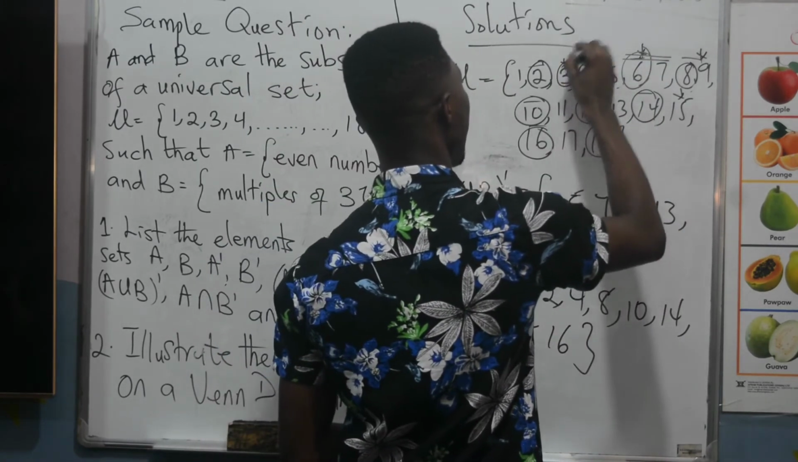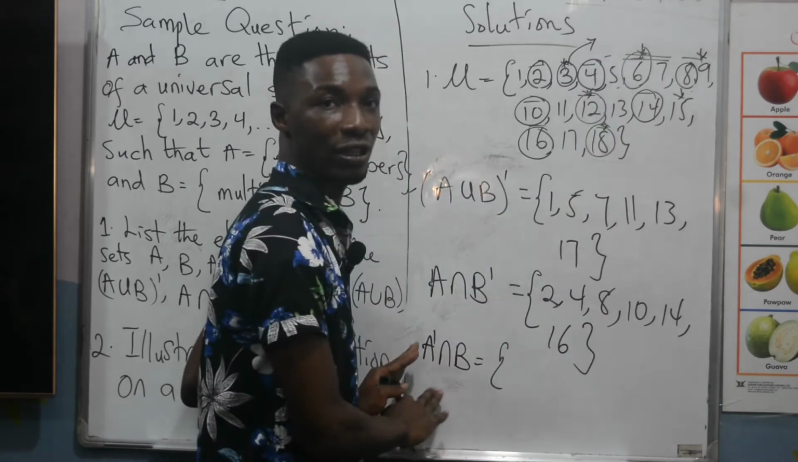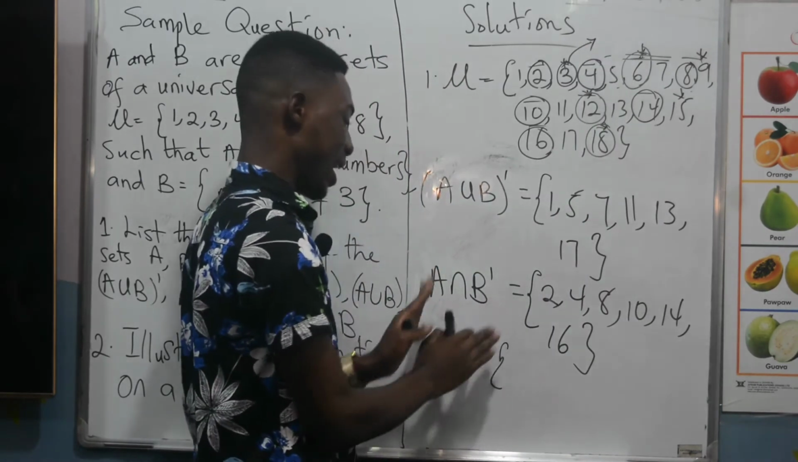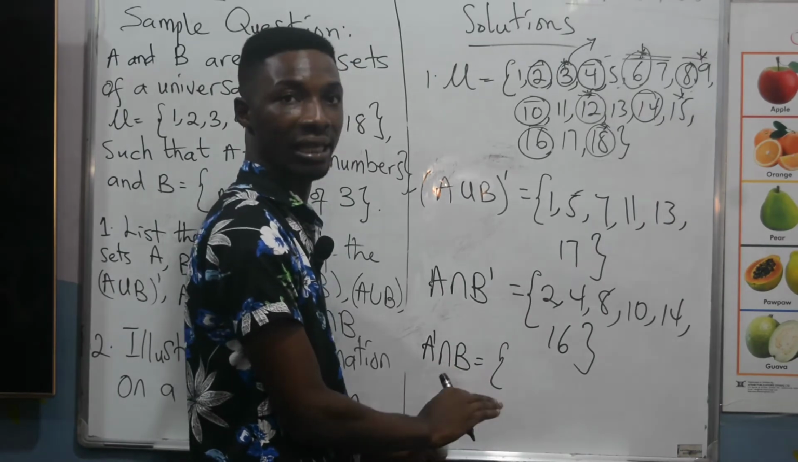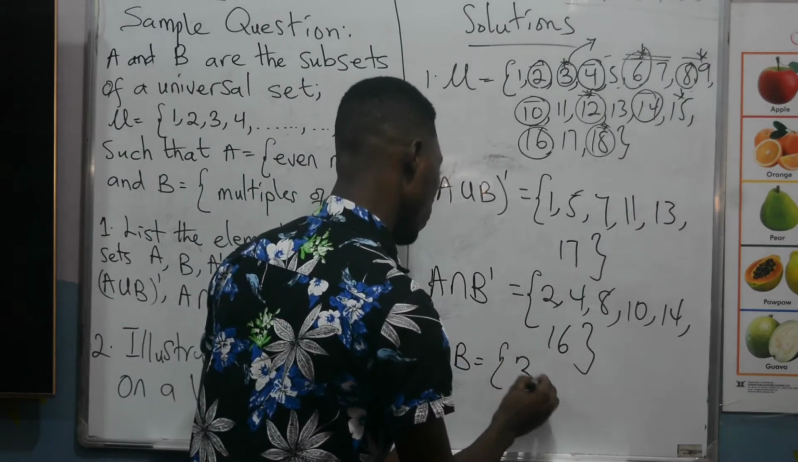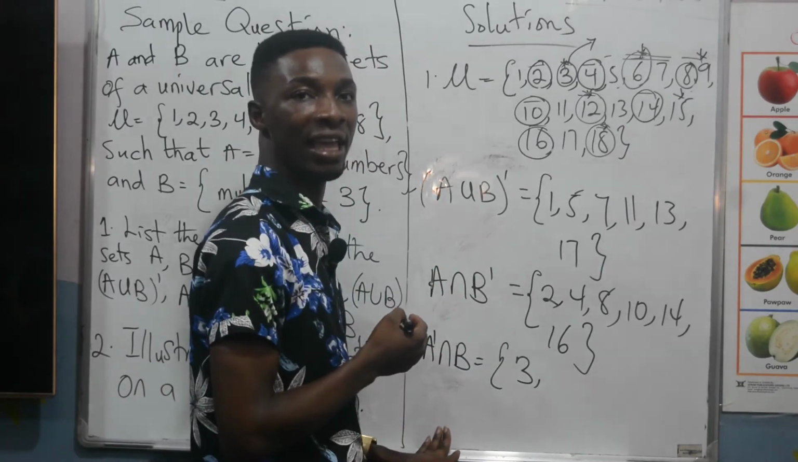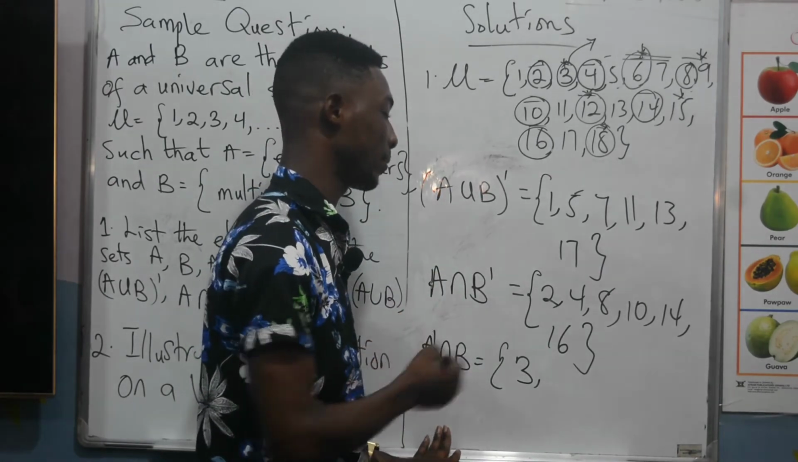3 is an odd number, right? So it will be in A complement. And it is a multiple of 3, so it will be also found in B. Therefore, 3 will be a member of A complement intersection B.